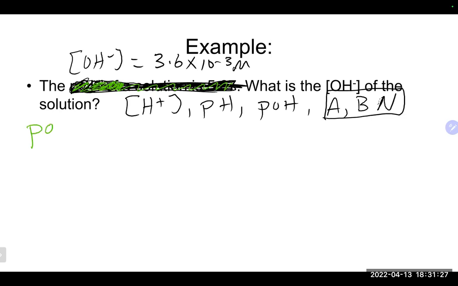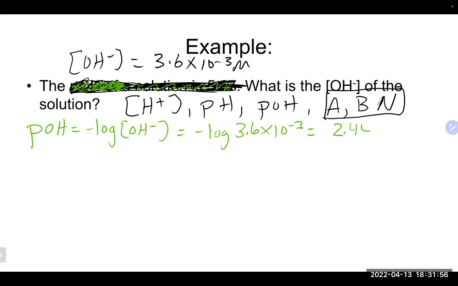And the pOH will equal minus the log of the OH minus. That will get you minus the log of 3.6 times 10 to the minus 3. So we're going negative button, log button in this case. 3.6 exponent negative 3. So this is different than the ones we've been doing earlier. 2.44. Any questions on that there? Yeah.